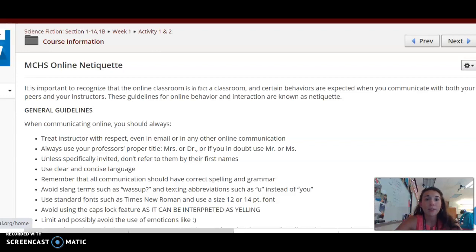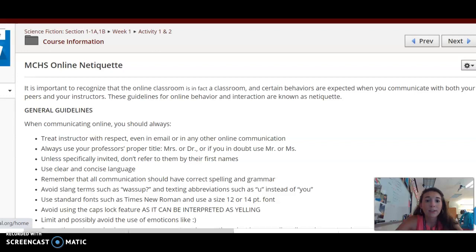It is important to recognize that the online classroom is in fact a classroom, and certain behaviors are expected when you communicate with both your peers and your instructors. These guidelines for online behavior and interaction are known as Netiquette. So just some general guidelines: when you're communicating online, you should always treat instructors with respect, even in email or in any other online communication.